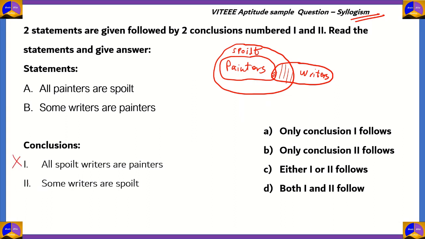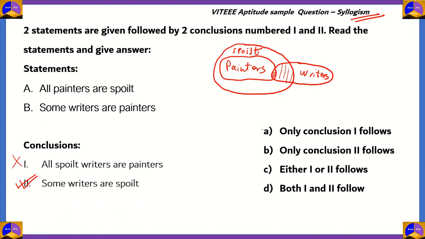Conclusion 2 states that some writers are spoilt. Now that is true, because some part of that set, which is writers, is present in the set spoilt, and some part of that is present inside painters. So some writers are spoilt. It doesn't matter whether they're painters or not. So some writers are spoilt is a conclusion that follows the 2 statements.